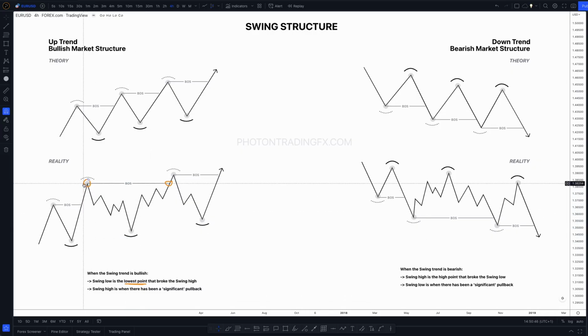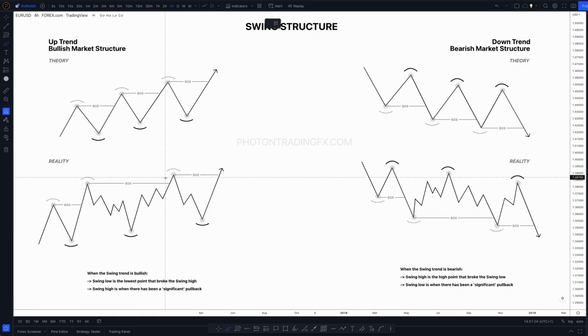So in a bullish market, finding the swing low is 100% mechanical. There are no ifs, buts, or maybes. Once you've got your swing high and then where price breaks it and you get the candle body close, it's always the lowest point. So that is 100% mechanical. There's no discretion involved.